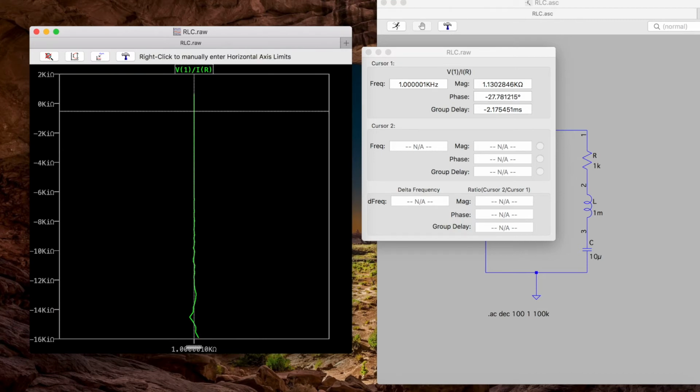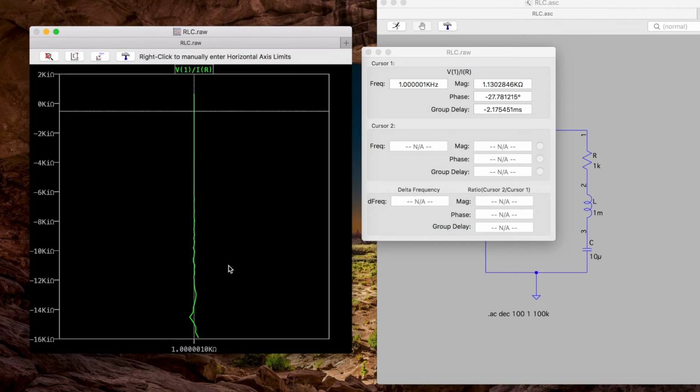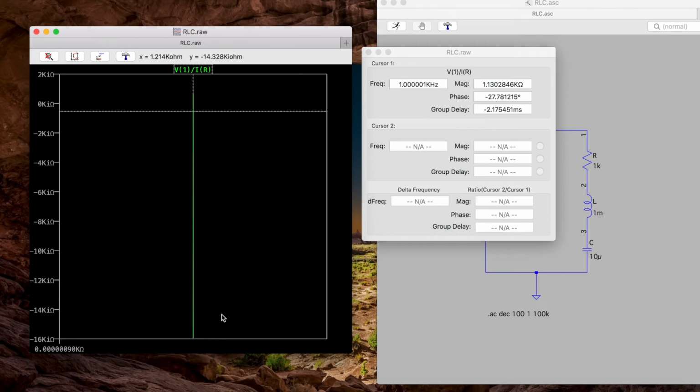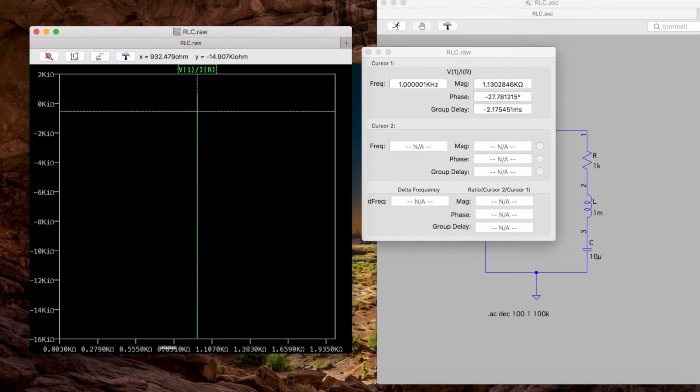So why? Because if you right click on the x-axis, you can see that the tick is very, very small. So we can try to do this. Okay, now we have something better here, or maybe just the tick. Okay, now it's better. The real part of the impedance is constant because the resistance is constant, and the imaginary part varies.